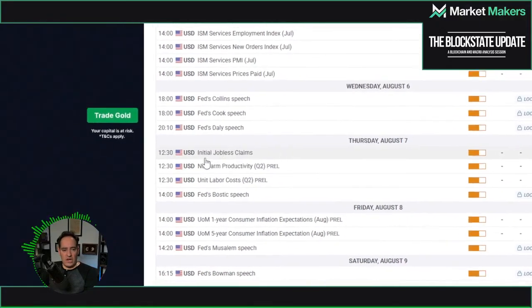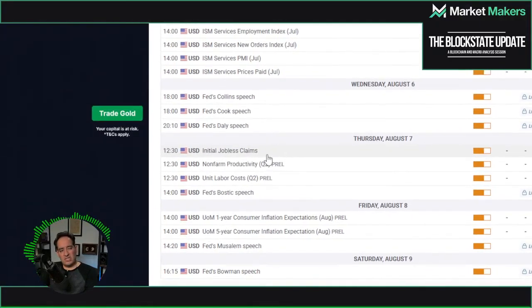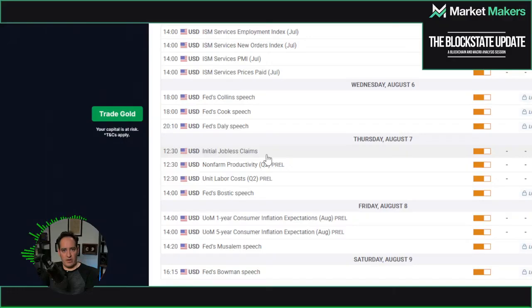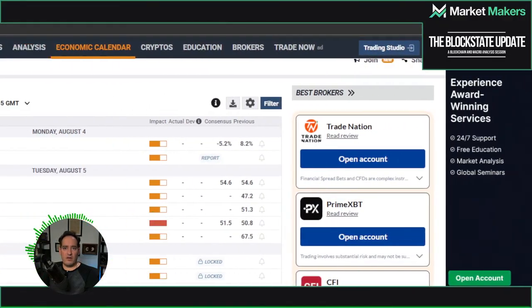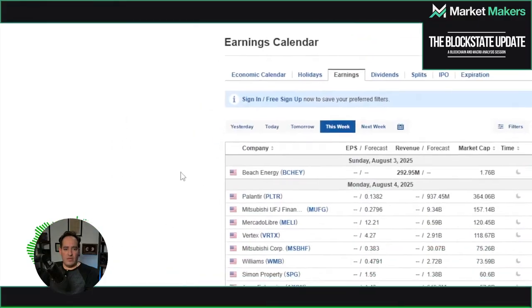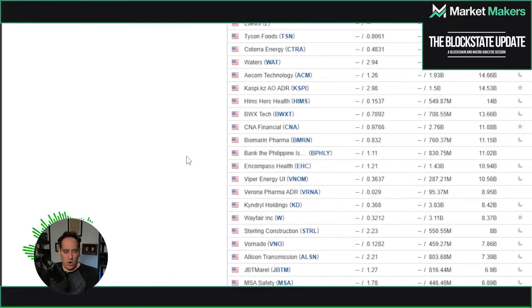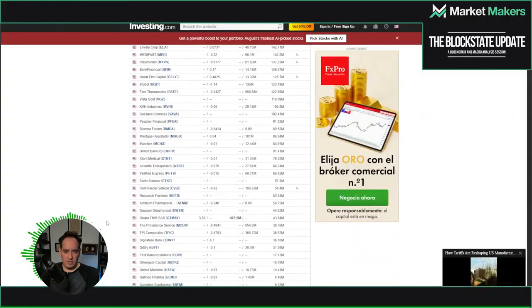And we also got initial jobless claims, so it's going to be important also just to keep an eye out on what's going to be happening during next week. But what's more important, it's going to be all the earnings. So this week we got a few earnings coming out, and I think we only have one big event coming out this week. So let me look for it.